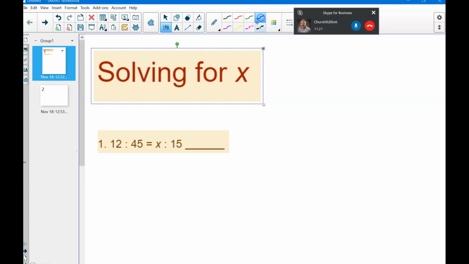It looks like this. This number goes on the top, this one goes on the top, and this one's the bottom. So it's going to look like this: 12 over 45 equals x over 15.